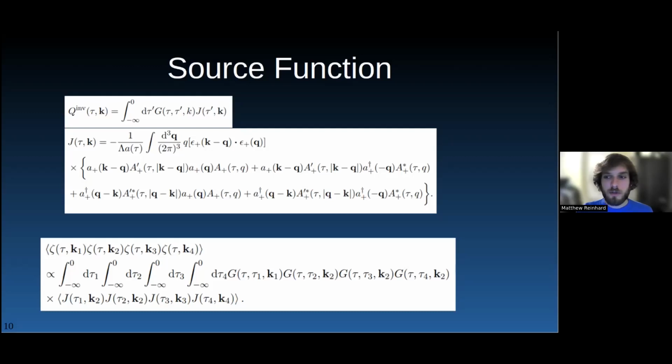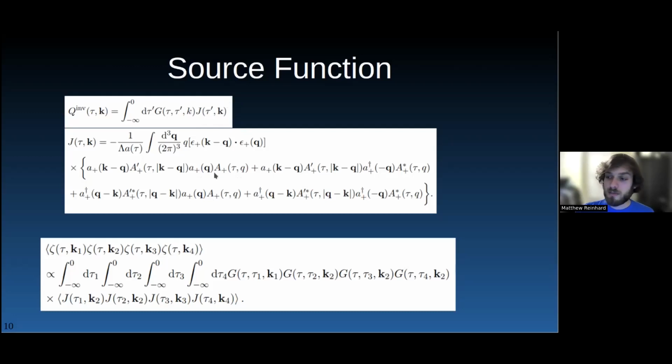Now this Q inverse mode function can be written as the integral of a Green's function against this source function j. Now j is defined here in terms of the creation and annihilation operators and the mode functions a plus of the gauge field.